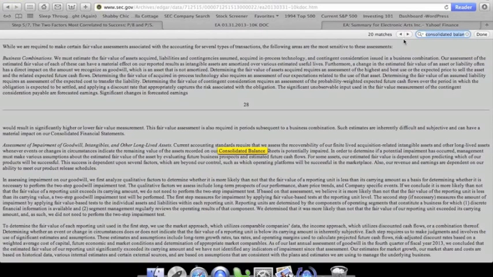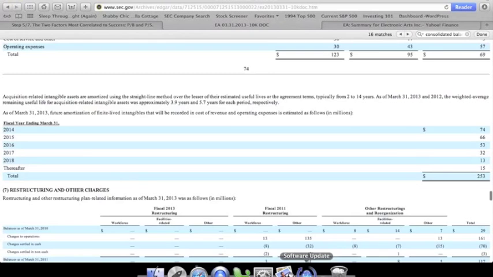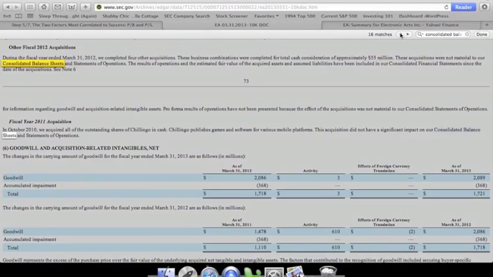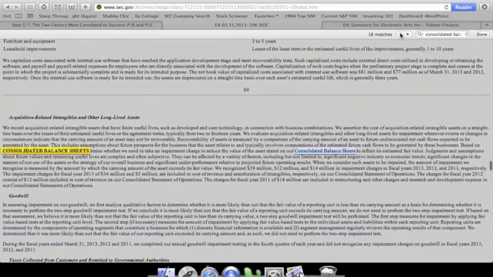So, my computer just froze. Sorry about the slowness here. It was a software update. Of course, it would pop up while I'm recording, right?